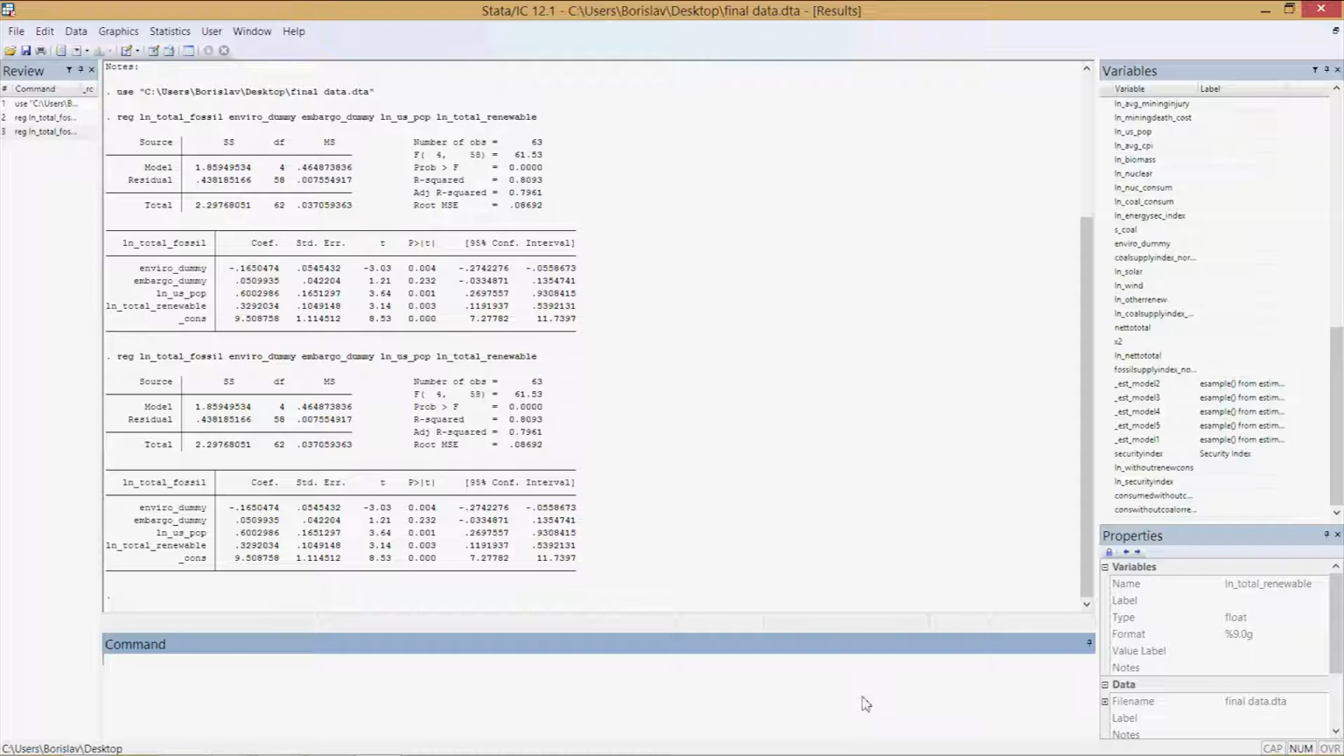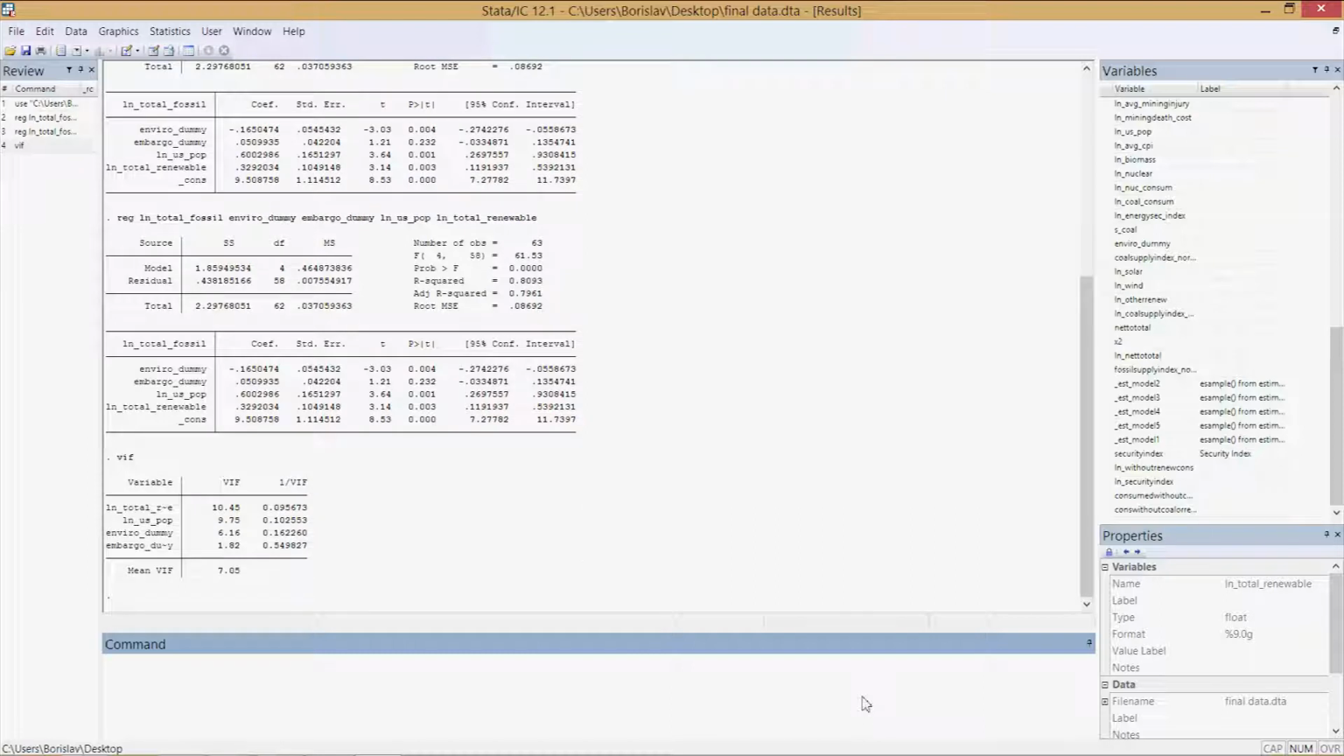We've already run our model as per part one of this tutorial series. And now I'm just going to type in VIF. It's that simple. And we have no multicollinearity. The value we're comparing this to is 10. And our average VIF, or mean VIF, is 7.05. The only one that might cause some problems is total renewables, which is 10.45. But that's right on the border there, so it's perfectly fine.